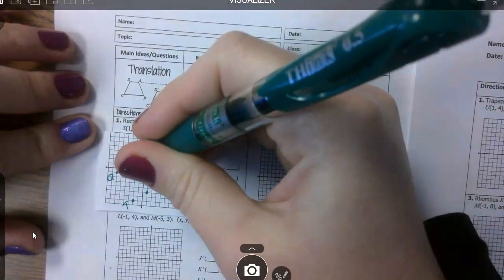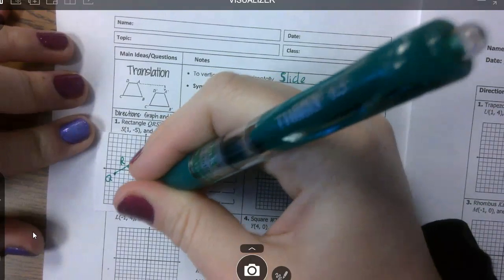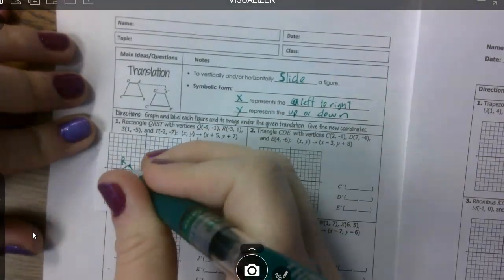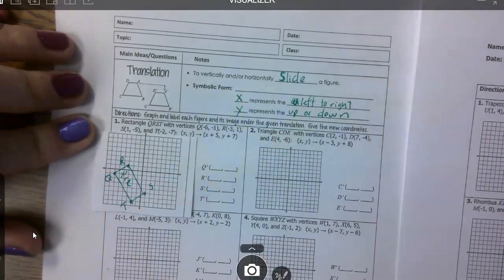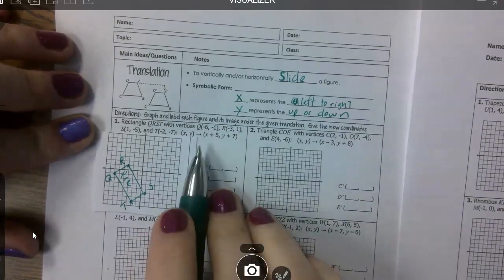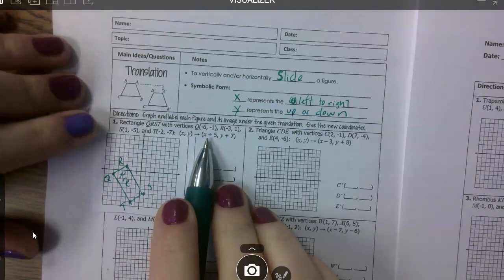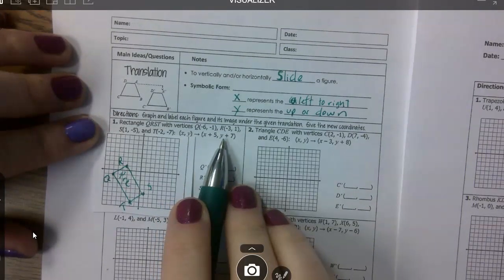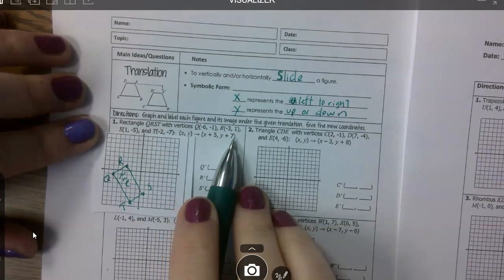Okay, we now have rectangle QRST. There it is. This is the pre-image. Okay, this is the one we are going to start with. Now what we need to do is it says every x is going to be plus 5, and every y is going to be plus 7.